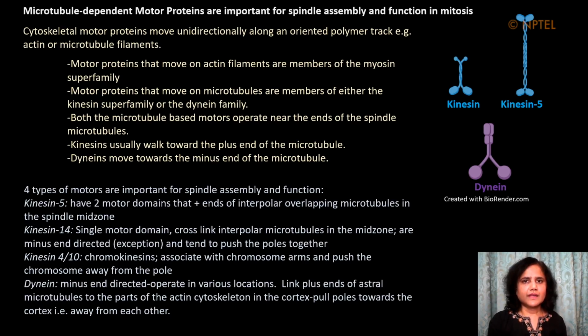So each of these motor domains is bound to 2 different interpolar microtubules. Then there's kinesin 14, which is a single motor domain, and it can also cross-link interpolar microtubules in the mid zone. But interestingly, this is a minus end directed kinesin motor. It's an exception, and it tends to push the spindle poles together. Kinesin 4/10. These are chromokinesins, which associate with chromosome arms, and they push the chromosome away from the pole.